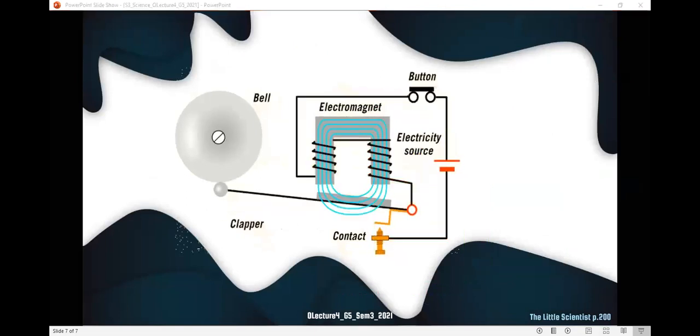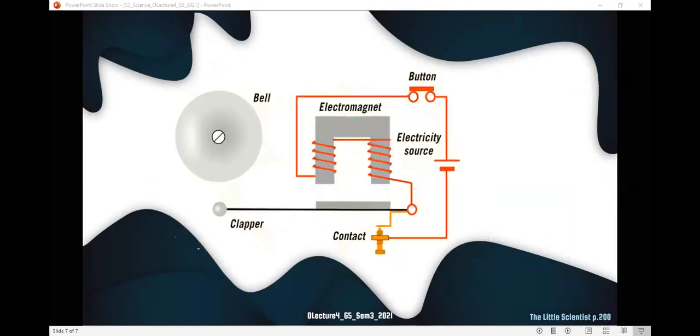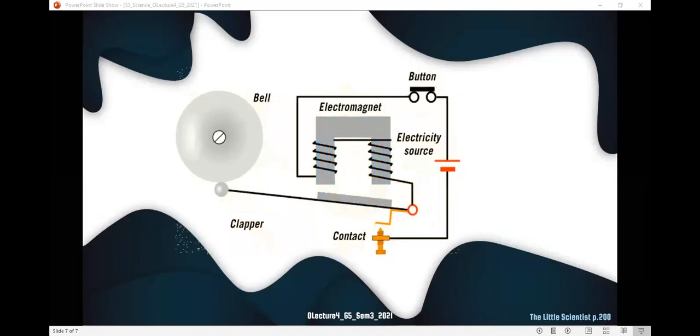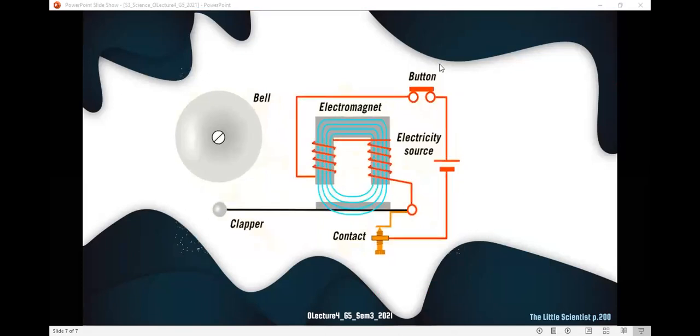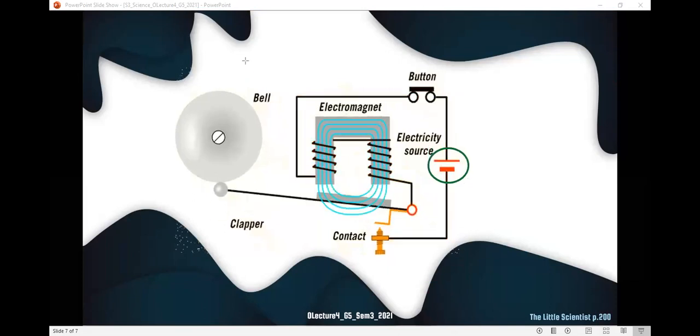Do you know how the bell rings in the school? This is how the bell rings in the school. That's why if there is no electricity in the school, the bell will not ring. Let's see why. First, you have a battery right here. You will need a source of electricity. If there is no electricity, the bell will not ring. First of all, the electric current passes through the circuit from here.